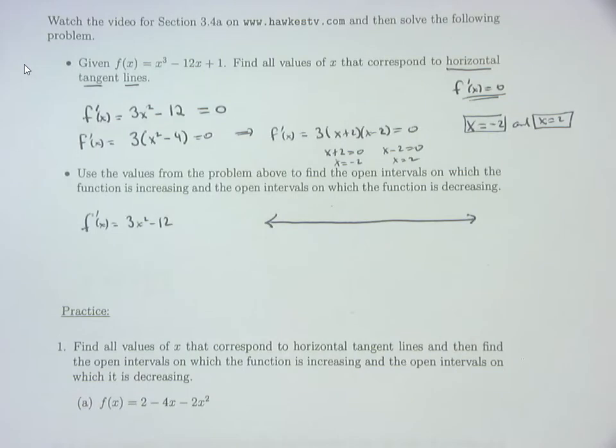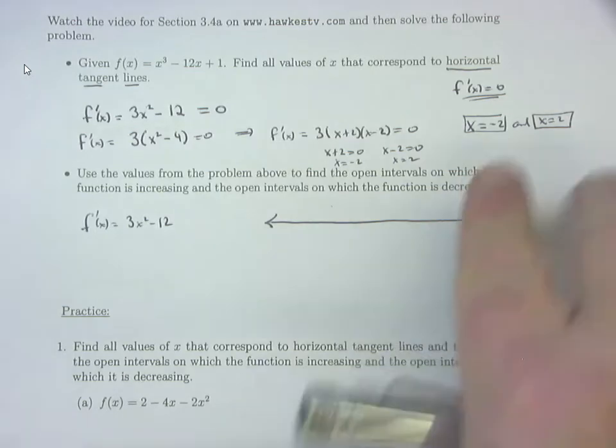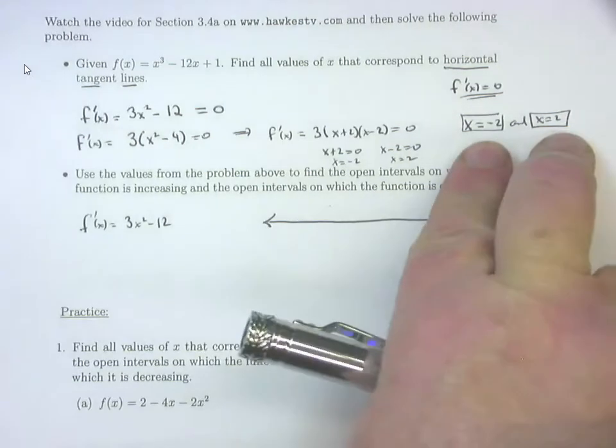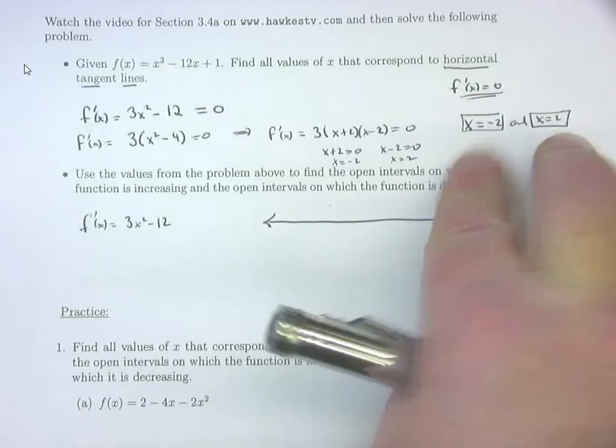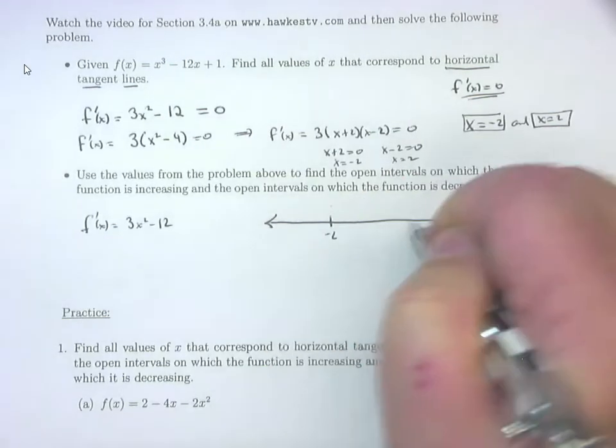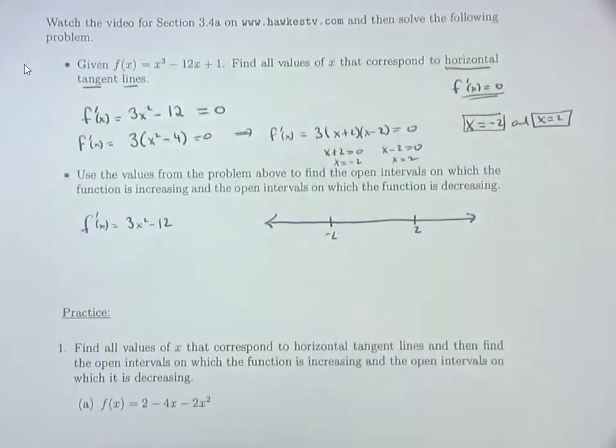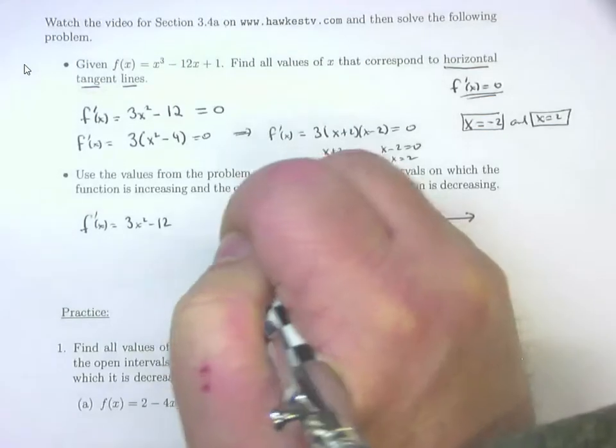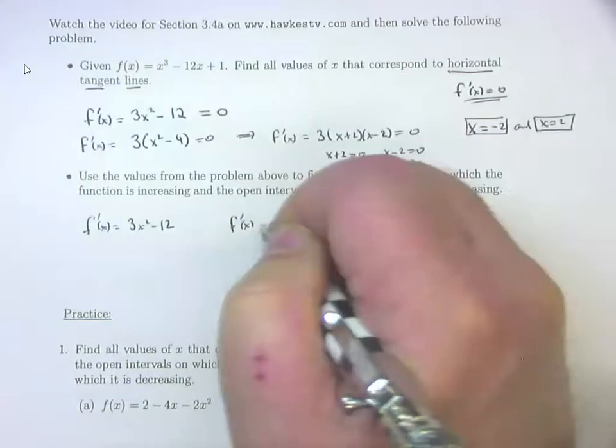When you hear the word interval, find the intervals of increase, decrease, you're going to draw a number line. That word interval means draw a number line, okay? And on this number line, I'm going to put my horizontal tangent line points, or my zeros, where the derivative is equal to 0. It is at negative 2 and at 2. And then I'm going to do test values. And again, I'm going to label this. This is a derivative number line.